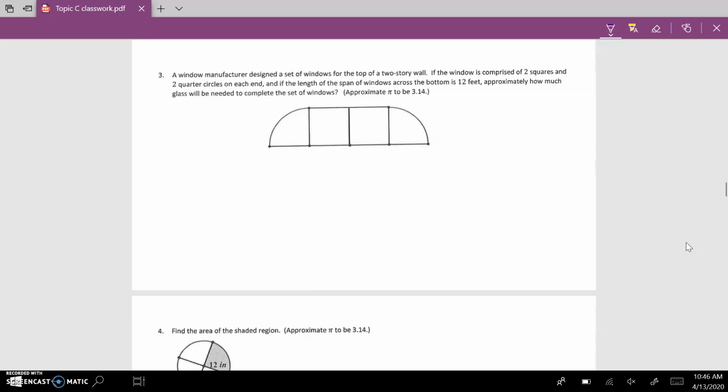Number 3, a window manufacturer designed a set of windows for the top of a 2-story wall. If the window is comprised of 2 squares and 2 quarter circles on each end, and if the length of the span of the windows across the bottom is 12 feet, approximately how much glass will be needed to complete the windows? Okay, so across the entire bottom is 12, and remember these are squares, so that means each of these across the bottom has to be 3. Sometimes that's a little tricky, and if we want to know how much glass, you're going to have to find the area.